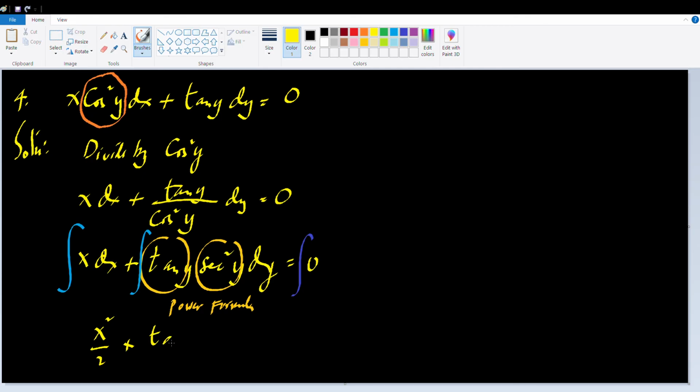It will give us tangent squared y over 2, and you probably know what will be the form of the constant. That will be c over 2. So multiplying everything by 2, we'll get x squared plus tangent squared y equal to c.